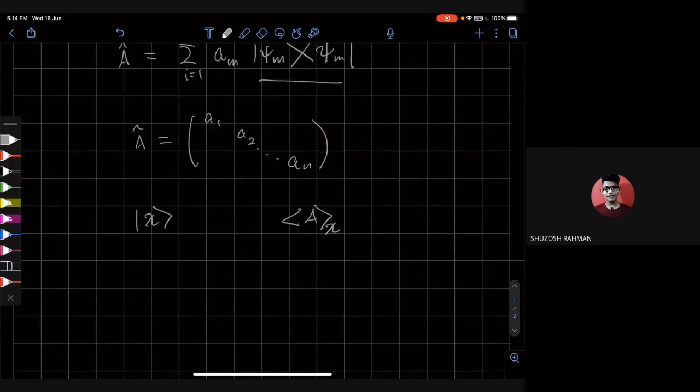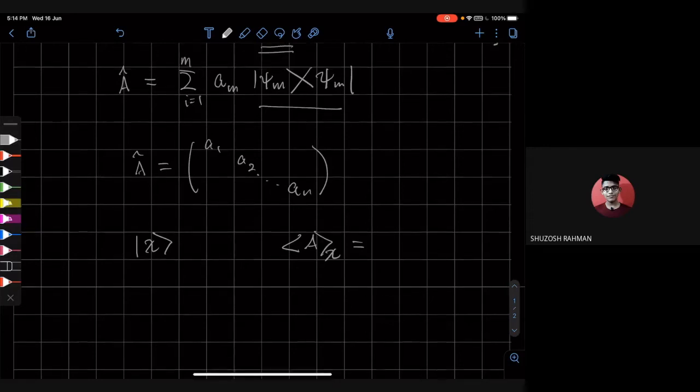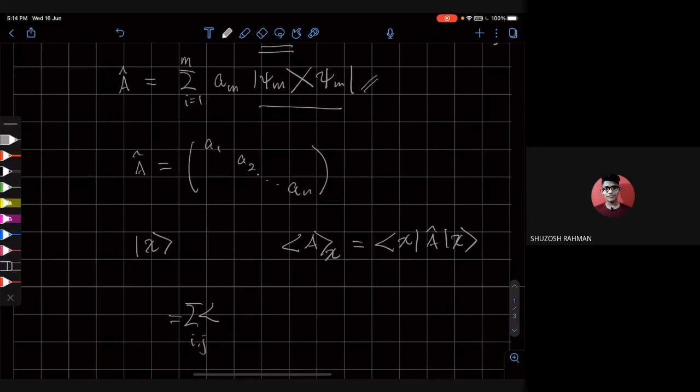So if you just compute it using this expression, this is bra of chi, A, ket of chi. And then what you can do is introduce the identity twice. Once here, and once here. So this should be, sorry, M and N. Are you clear what I'm doing here?